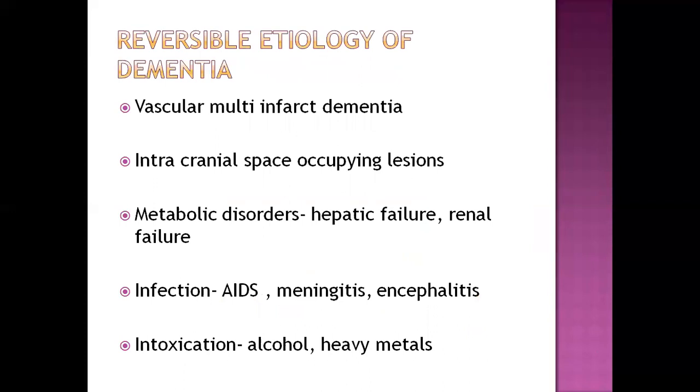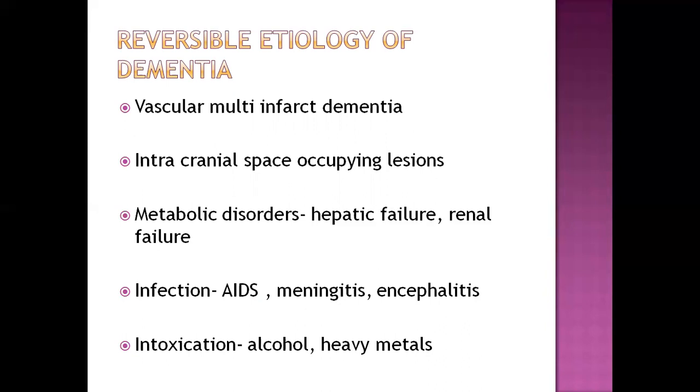These are the reversible etiologies of dementia. Reversible, which can be treated. They are vascular multi-infarct dementia, intracranial space occupying lesions, metabolic disorders such as hepatic failure and renal failure, infections such as AIDS, meningitis, encephalitis, intoxication with heavy metals like zinc, too much in the brain, or intoxication with alcohol.